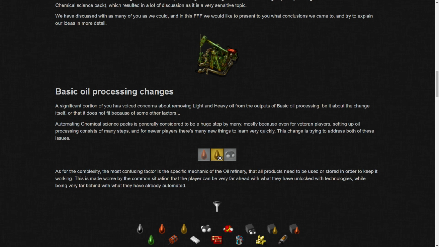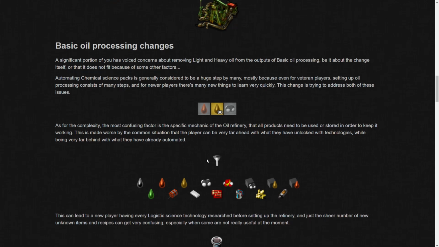And then there's the complexity of the oil processing itself. And as they show in this next picture here, where they have the basic oil processing icon and then all the stuff that gets unlocked with that, they're saying that this is an overwhelming number of recipes that get unlocked just by researching green science stuff. Right.